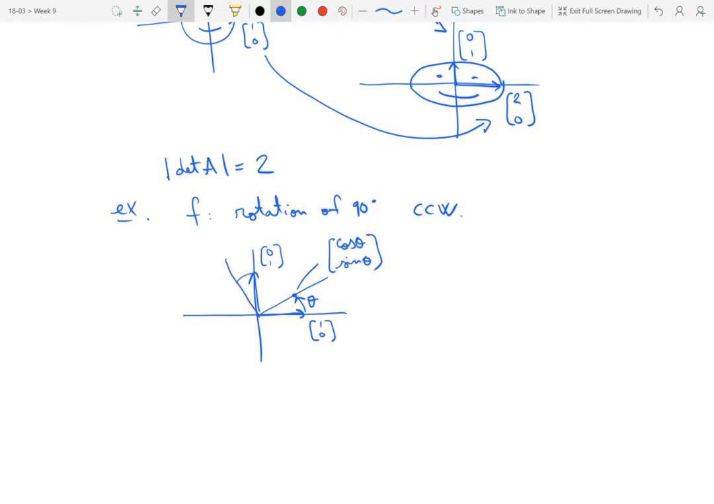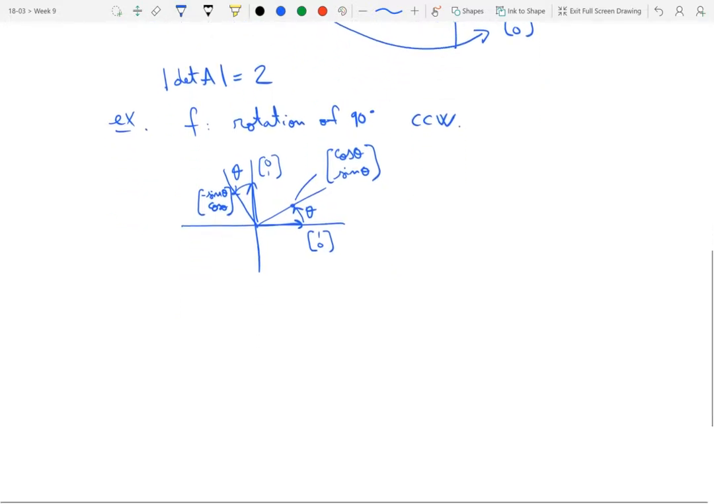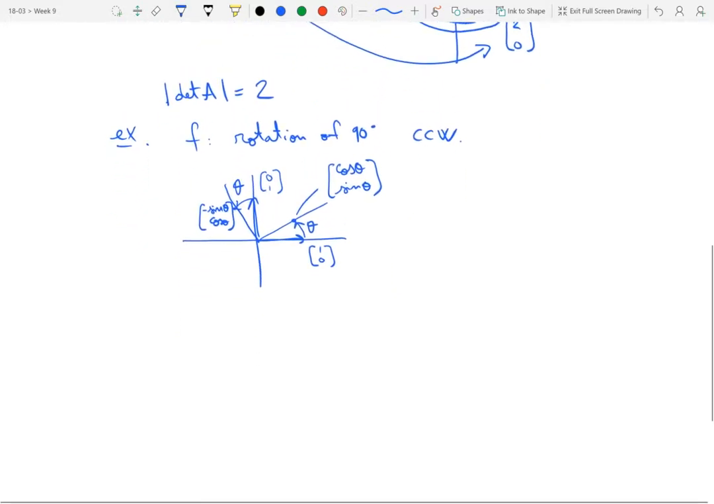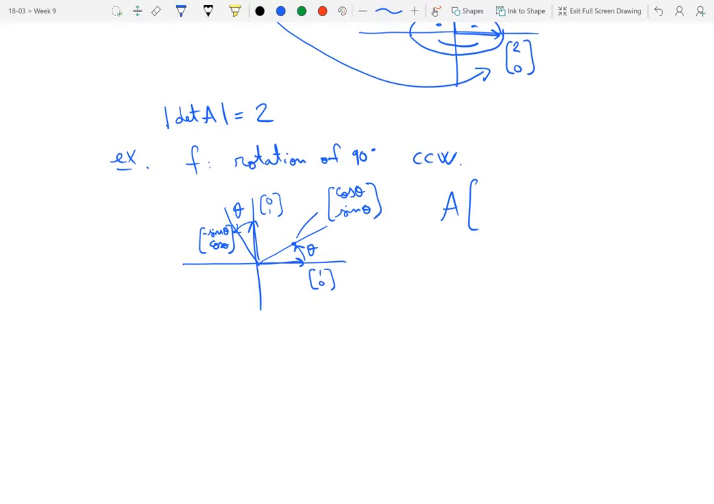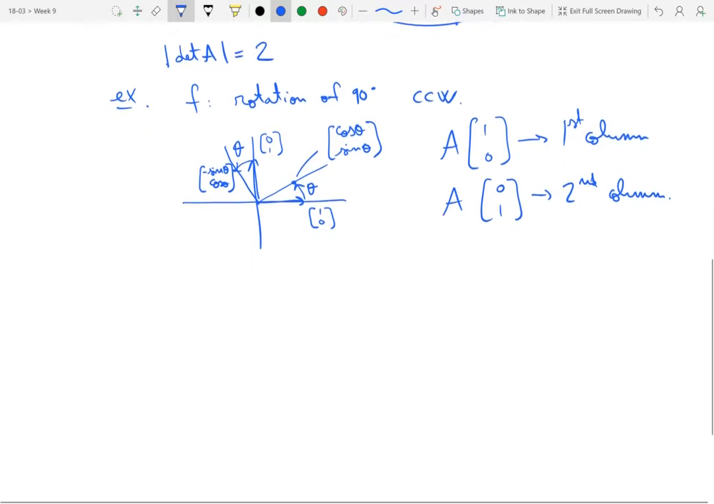And for the second vector here, if we apply rotation of an angle theta to it, we'll end up with a vector whose components are now going to be minus sine theta and cosine theta. And this is enough to specify the matrix, because if we apply the matrix A, again, I reuse the letter A here for this example, to the vector 1, 0, that is picking the first column of it. While if I apply A to the vector 0, 1, that selects the second column of it. That's why those vectors are particularly interesting in this example.